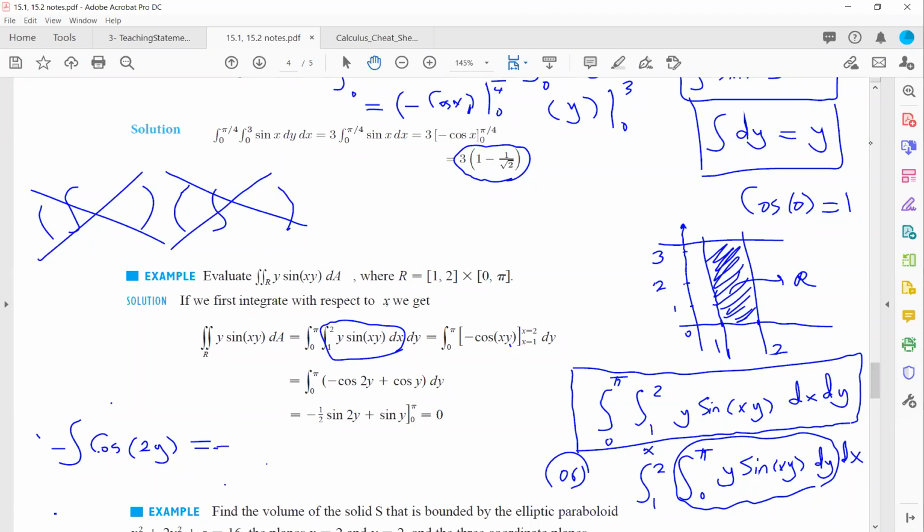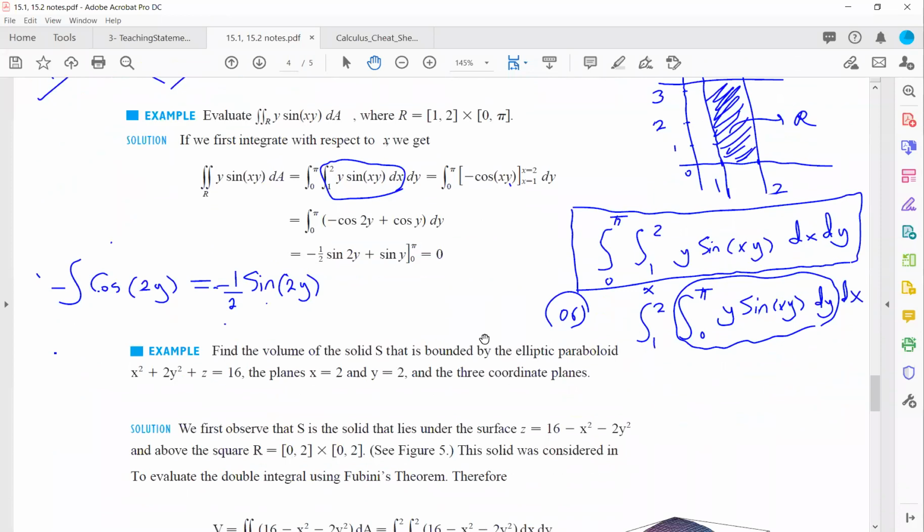you have minus sign, and the integral of cosine, which is your sine. But here you have 2y, so you have to multiply the function by a half, sine 2y. The integral of cosine is nothing but sine. Now you plug in pi for both of them, then you plug in 0 and do the calculation.